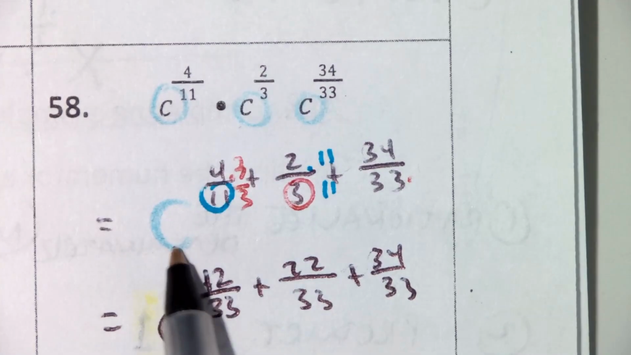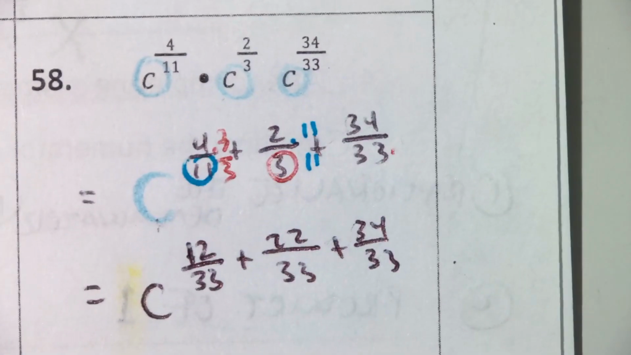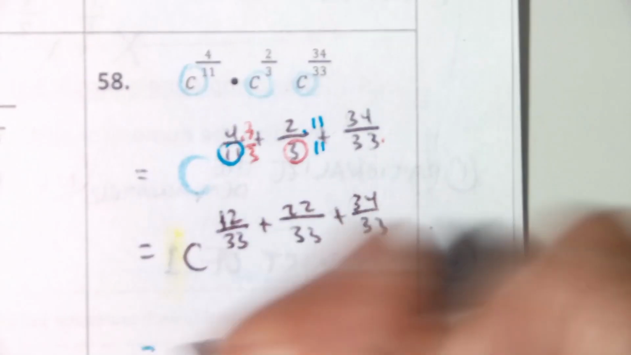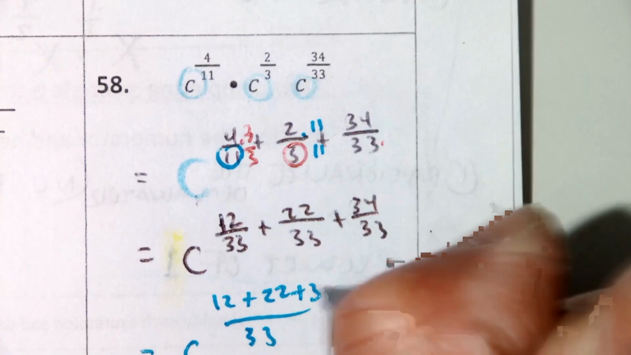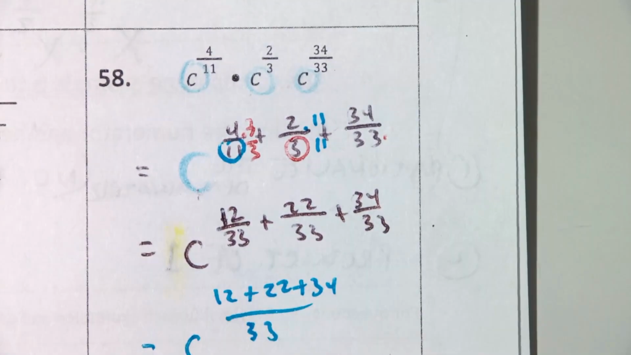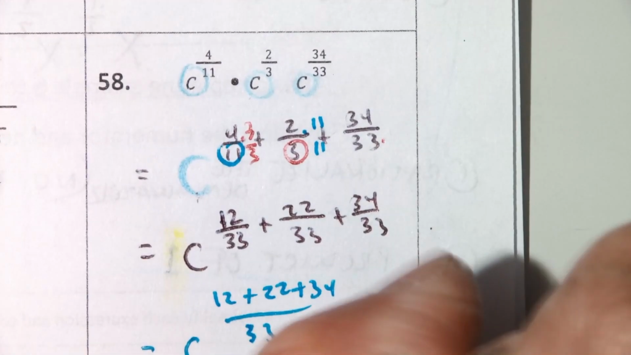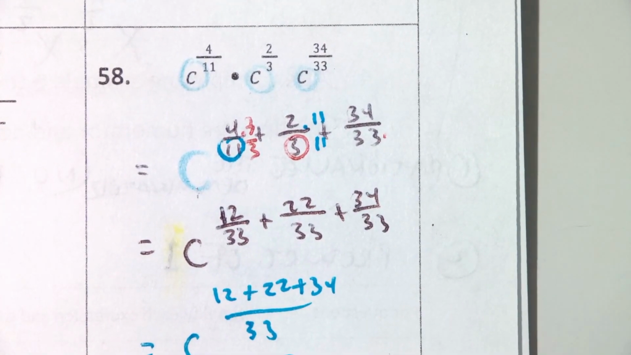So now, again, we're adding because the bases are multiplying. So we just add all of those up. You're going to get c all over 33. So 12 plus 22 plus 34. And we're going to get 68. 68 over 33. Box my answers.